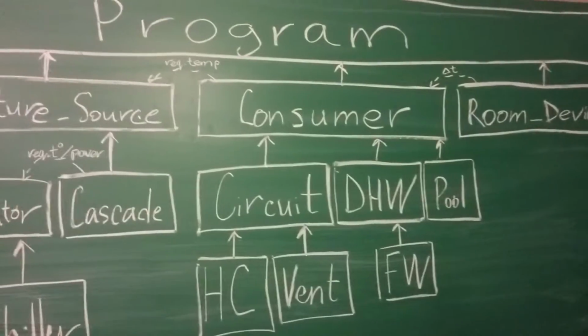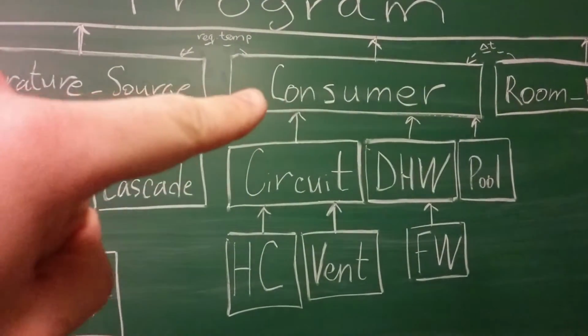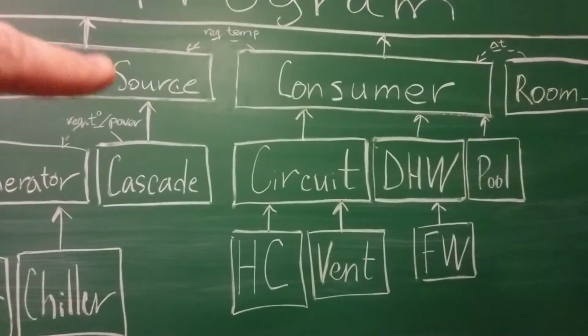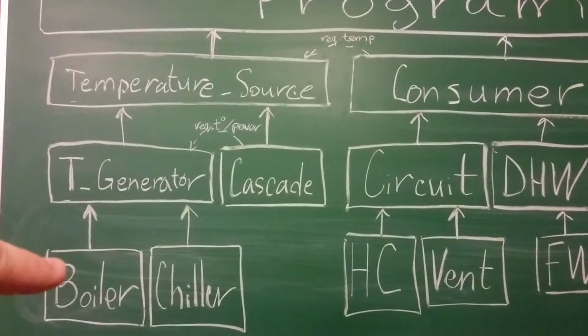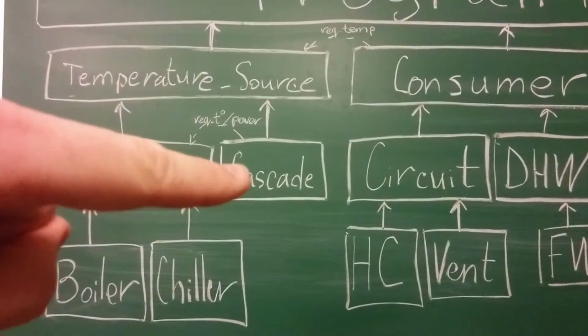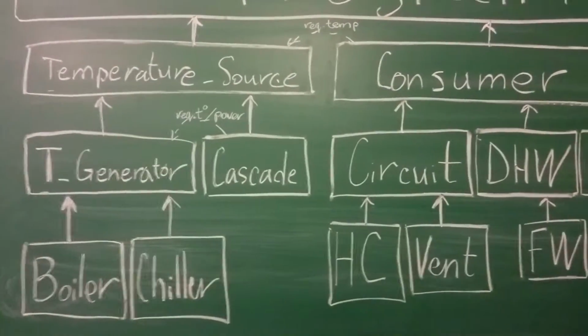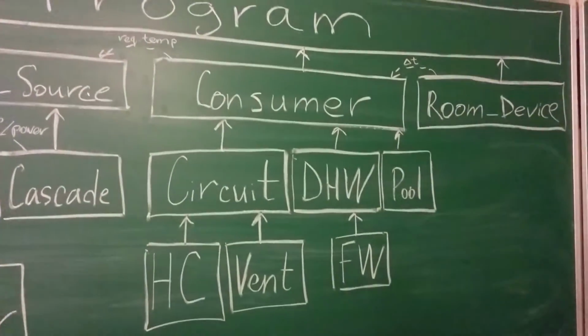The simplest thing is that any consumer you see here just requests temperature from a temperature source, which could again be a single boiler, or a Cascade Manager that operates boilers, chillers, and so on. So they just require temperature.